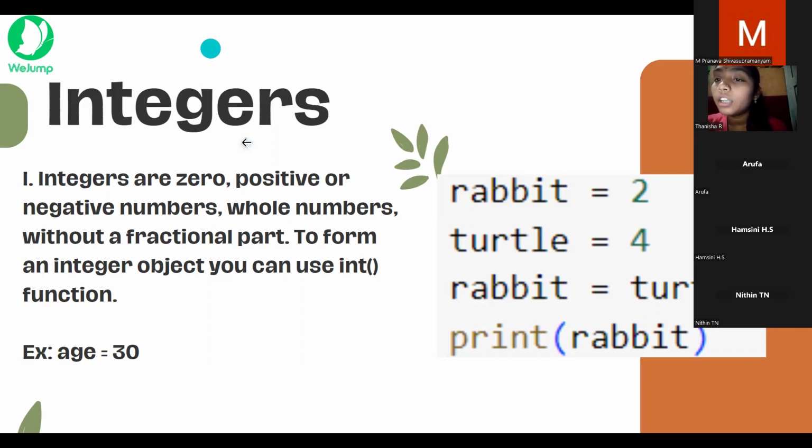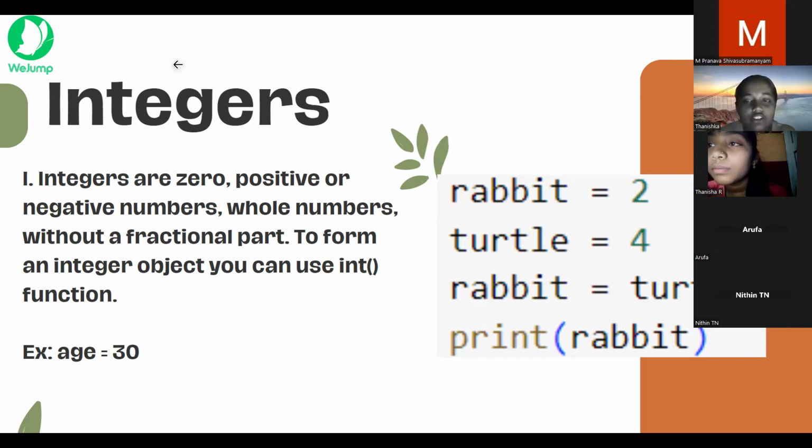Can you see the code? Rabbit values 2, turtle value 4. Hello. Can I hear you? Yes, you can. Thanishka, we all can hear you, okay? You can continue.